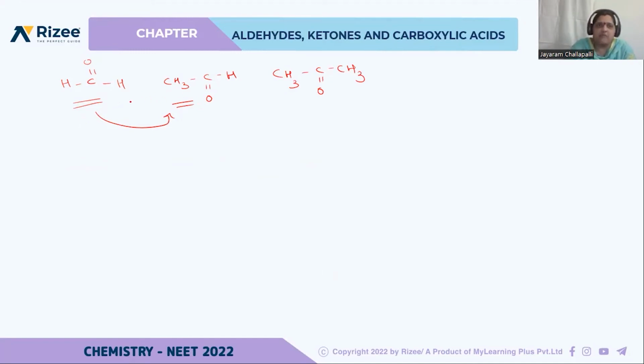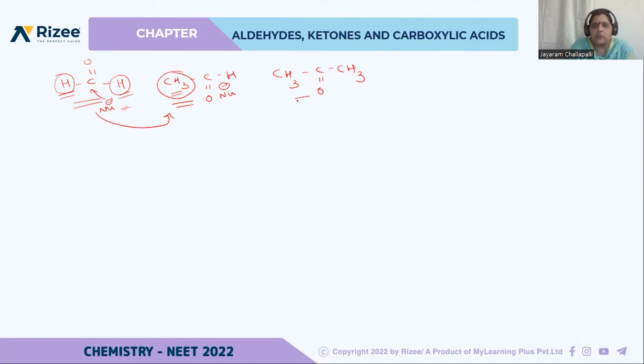Same thing, the same formula applies here also. Steric hindrance is less here. So repulsion is less in this case, as only hydrogens are present on both sides of the carbon atom. So it easily allows the nucleophile to come and add to the carbon atom. In this case also it is okay, but somewhat less when compared to this compound.